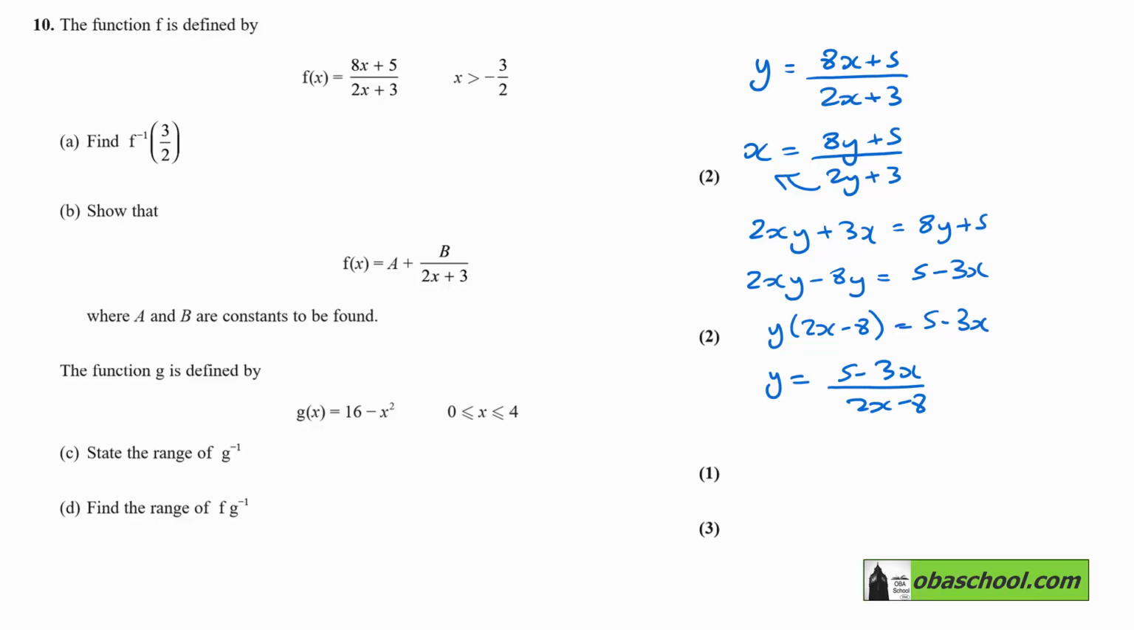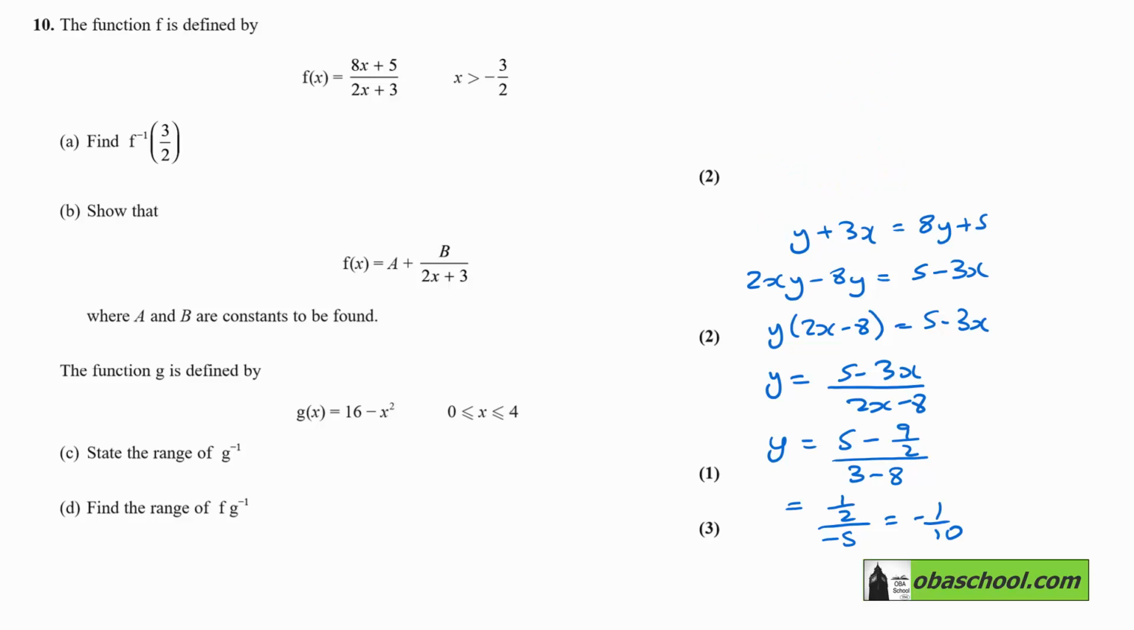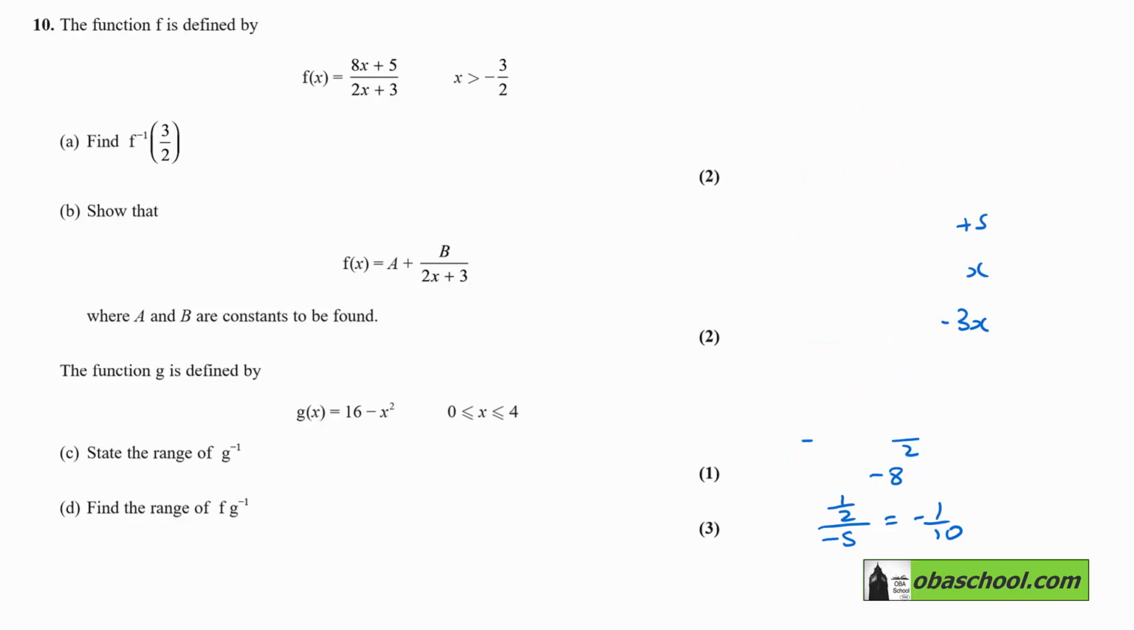We can substitute 3 over 2 into that. So you've got 5 take away 3 times 3 over 2, which is 9 over 2, divided by 2 times 3 over 2, which is 3, so that will be 3 take away 8. So that is going to give me a half divided by negative 5, which is negative 1/10. So that's certainly one way of doing it, but it's quite a bit of work. Is there a better way of doing it? Well, yes, there is, but you may not have spotted it. So there's always that way that we did first if you don't spot this.